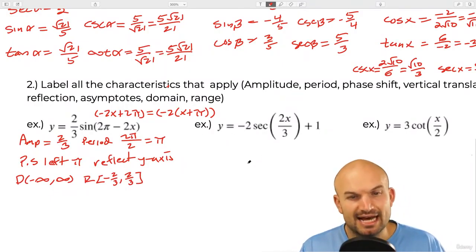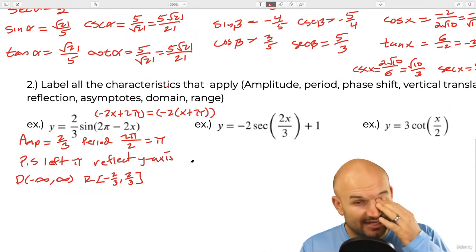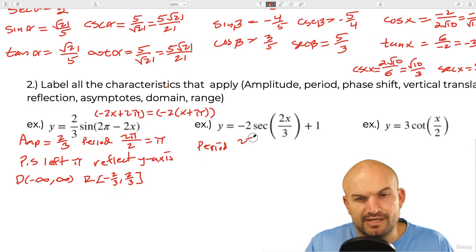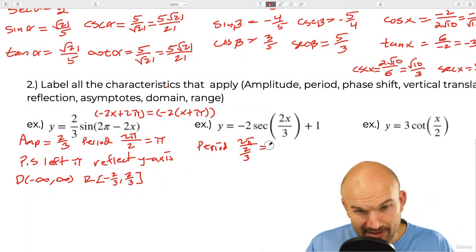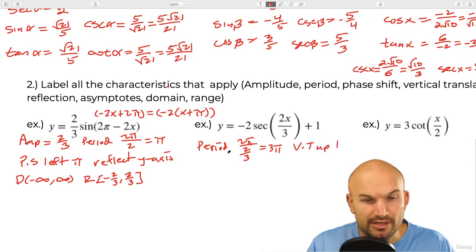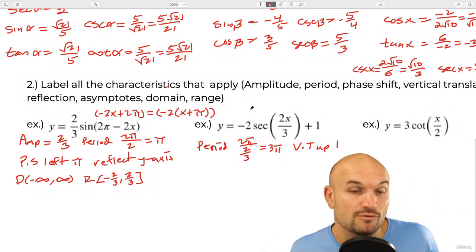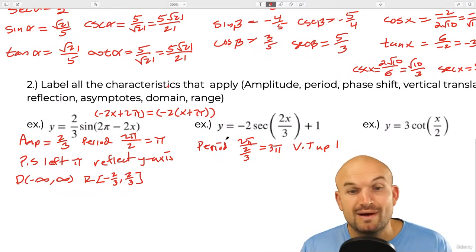The next one is the secant graph. All right. So again, this one doesn't have an amplitude, but we can see that the period is going to be 2 pi divided by 2/3, multiplied by the reciprocal. That's going to equal 6 divided by 2, so that'd be 3 pi. We do have a vertical translation, which is going to be up 1. We are vertically stretching the graph, but that would impact our range here, not an amplitude, since there's no amplitude here.